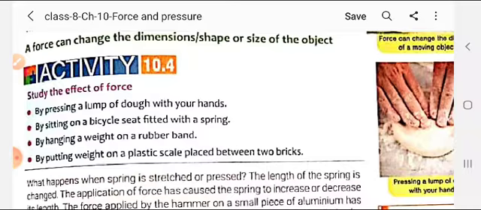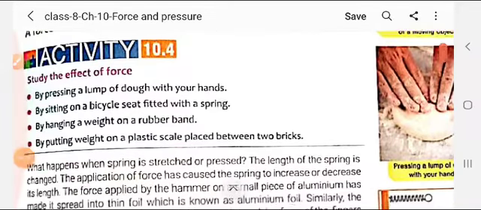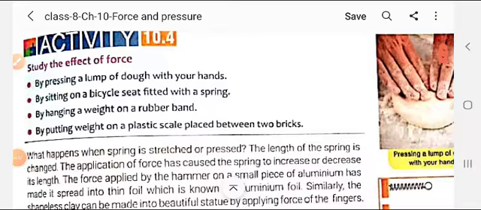By sitting on a bicycle seat fitted with a spring, the spring gets compressed. By hanging a weight on a rubber band, the rubber band will get stretched, and its size and shape both will change. By putting a weight on a plastic scale placed between two bricks, the plastic scale will bend downwards, and this shows the change in shape.